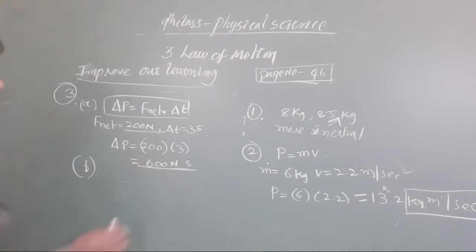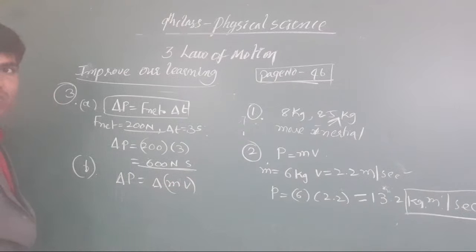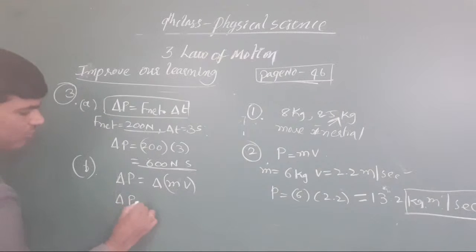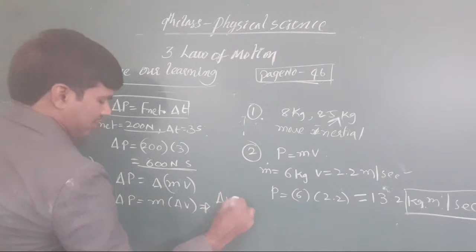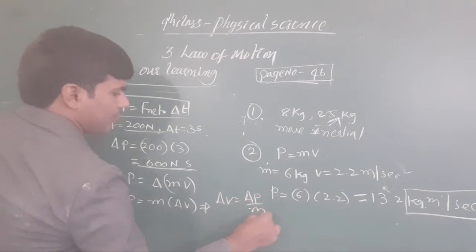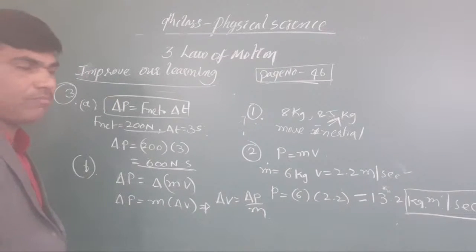Yeah, here the car is 1200 kg. The mass is constant. Nothing but del P is equal to del of mv. Okay, clear or not, all the students? Del of mv. Got it or not? Now it is also written as del P is equal to m into del v. Here del v is equal to del P by m. Del P by m. Got it or not, all the students? Del P by m. It is on page number 46.